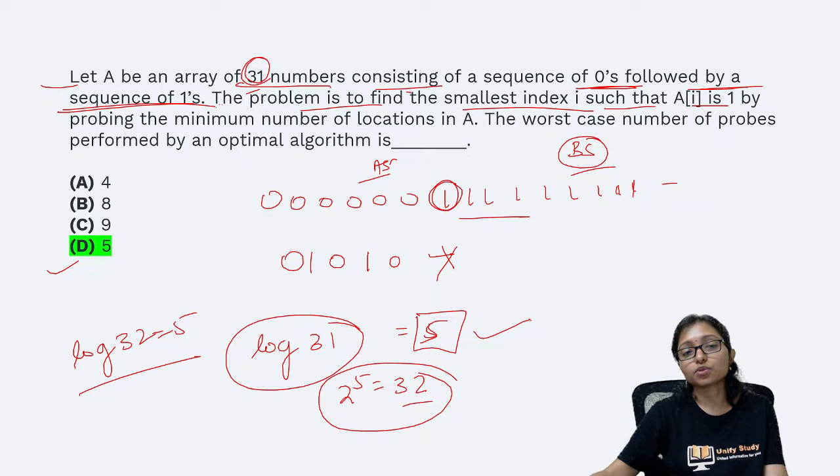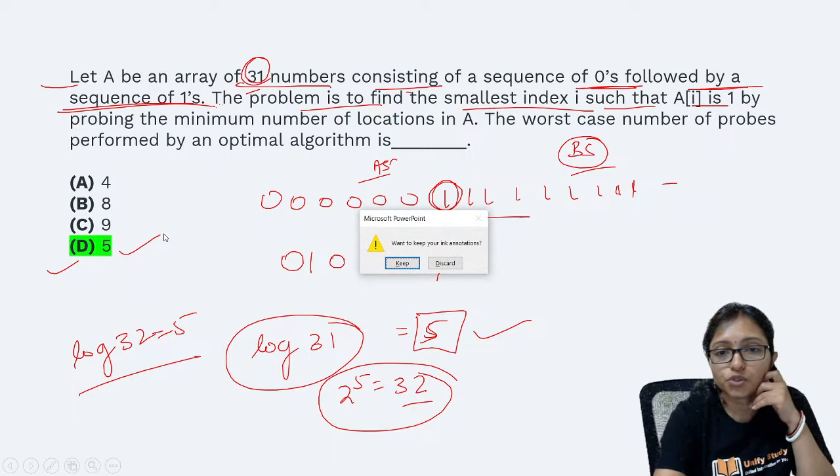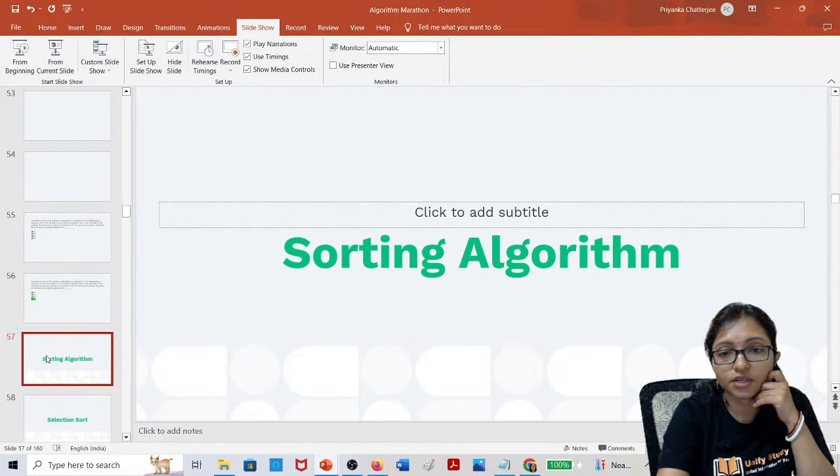Clear to everyone? Why it is 5 and how to solve? This is the way you need to solve. From the question, you need to understand what is going on here. Yes, binary search we are applying here.